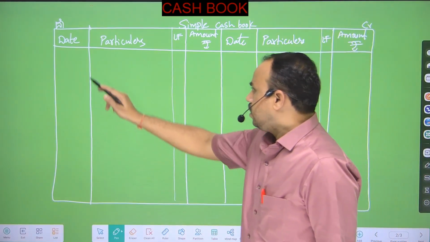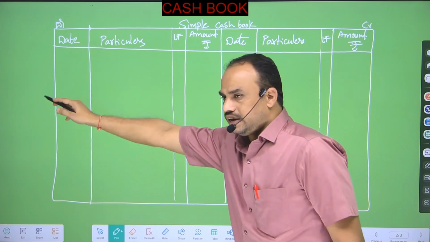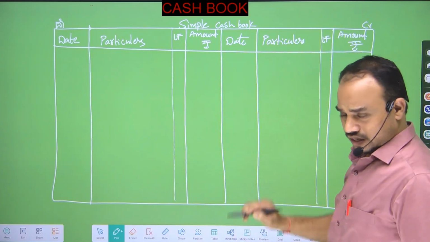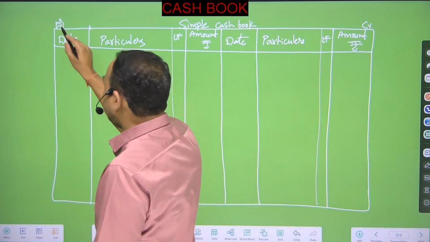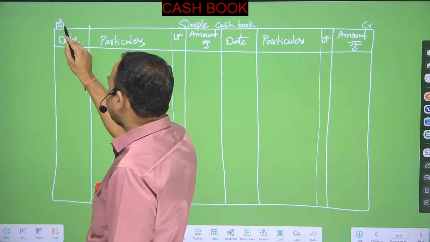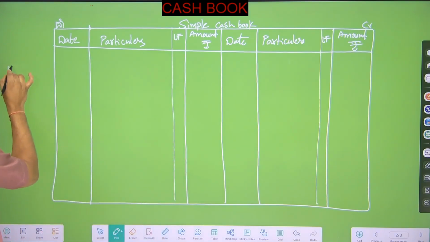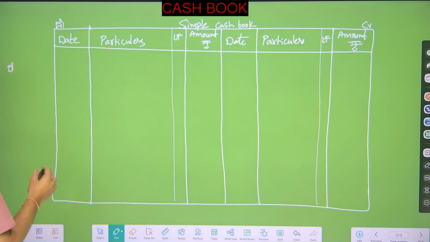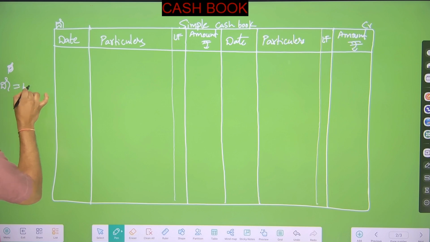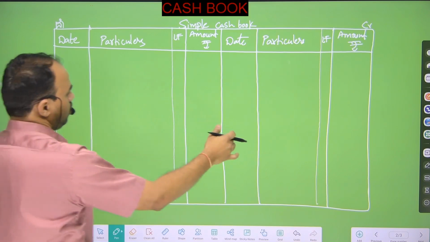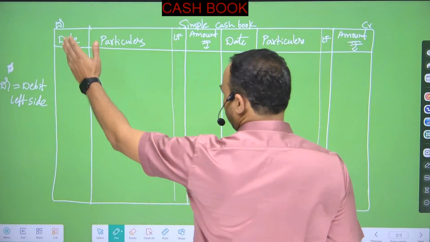Date, particulars, amount on the debit side, and date, particulars, amount on the credit side. Here I have written DR. DR means debit. Already in previous classes I told you. DR equals debit, that is left side of an account. This is an account, left side is called debit side.